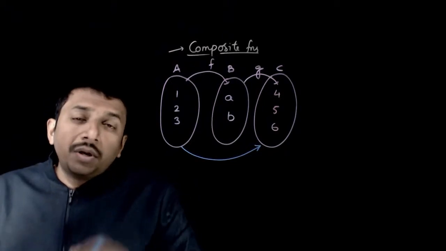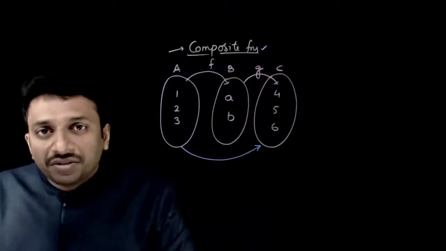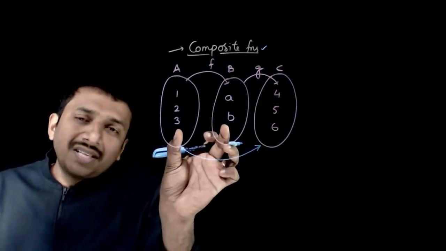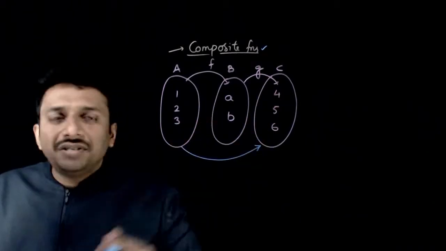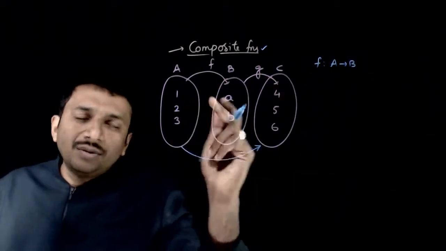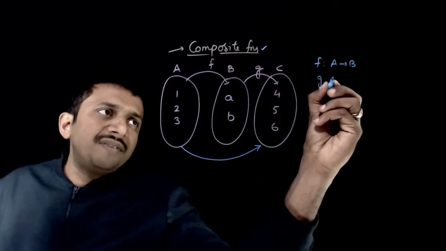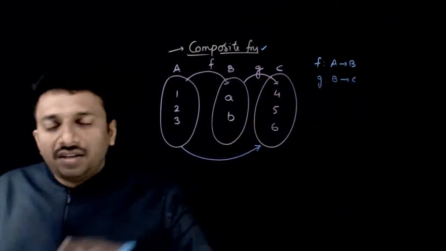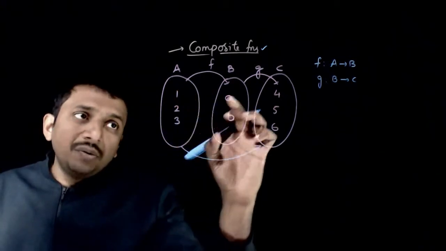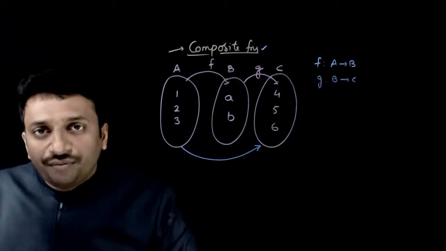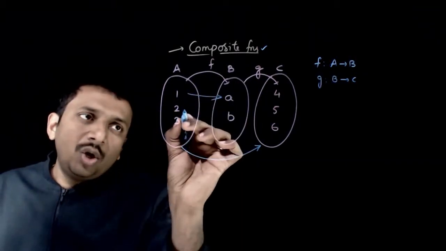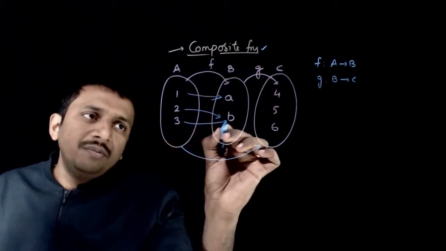The next topic that we're going to look at is composite functions. So let us take an example. Let us take that we have two functions f and g. f is defined from the set A to set B, and g is defined from set B to set C. Now, let us say that set A is {1, 2, 3}, set B is {a, b}, set C is {4, 5, 6}. And f connects 1 to a, 2 to b, and 3 to b.